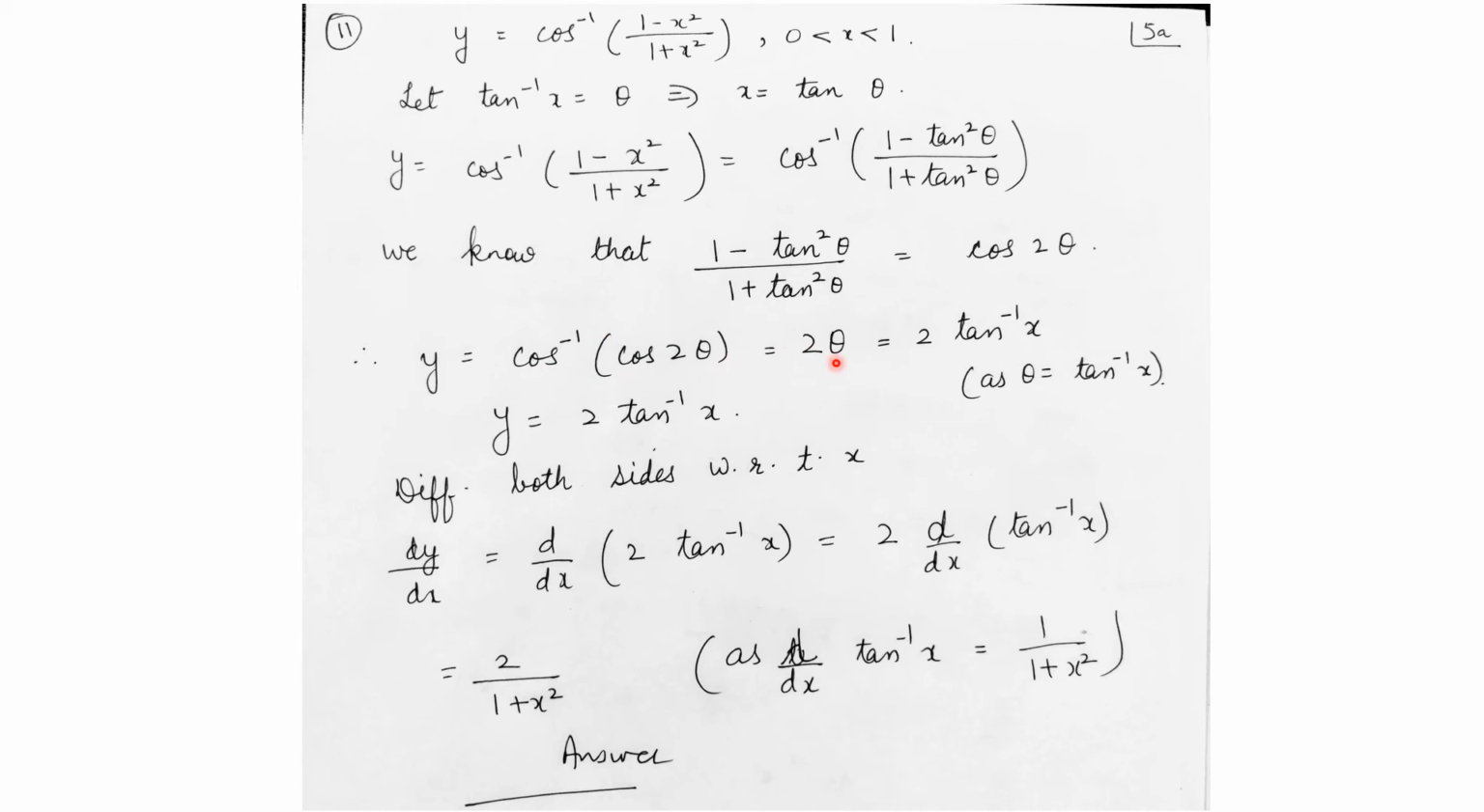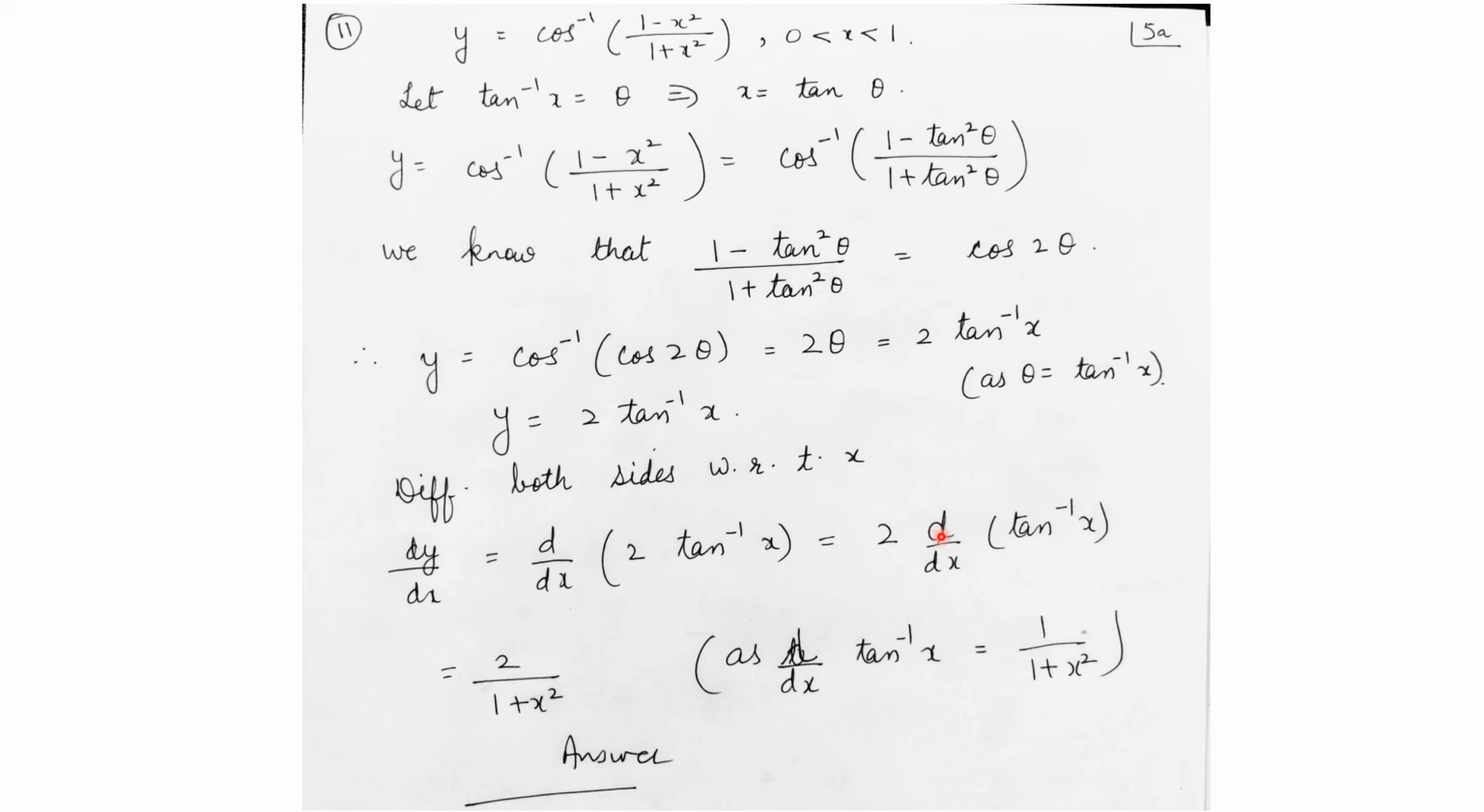I get y is equal to 2 theta. Now substitute the value of theta which was taken as tan inverse x. So I will get y is equal to 2 into tan inverse x. Now we will differentiate both sides with respect to x. dy by dx is equal to d by dx 2 tan inverse x.